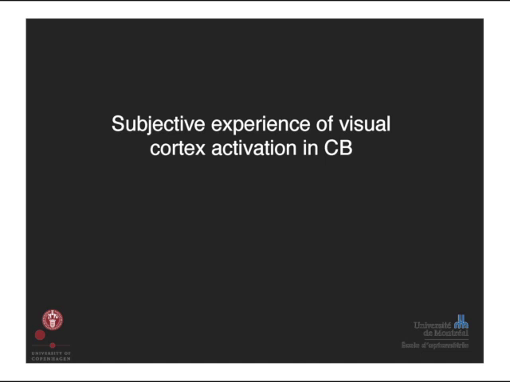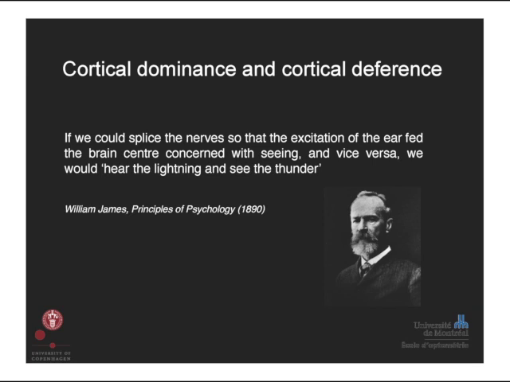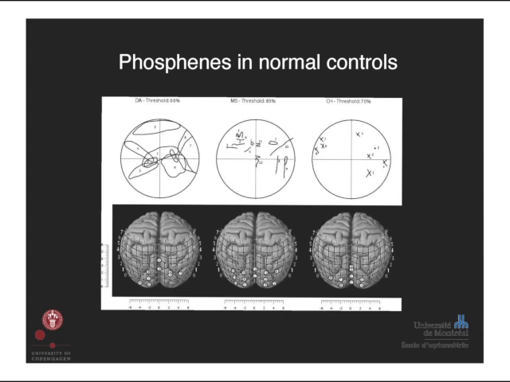Now, what do they feel, these blind people? And I'm sure you all have read this saying by William James that if we spliced the nerves, so that the excitation of the ear fed the brain center concerned with seeing, and vice versa, we would hear the lightning and see the thunder. So what did the brain do? And we did this very, very interesting study, I think, because it was so counterintuitive at the time.